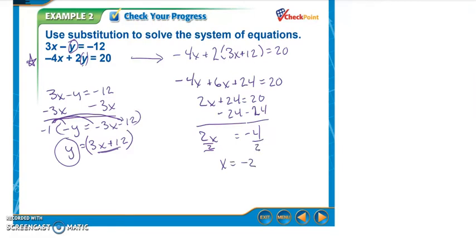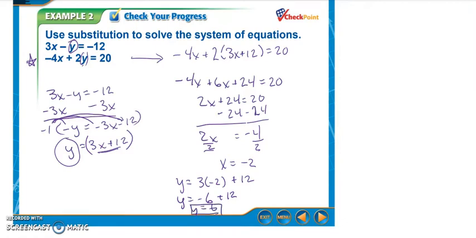Okay, now we'll substitute that in now that I've checked my work. So y equals 3 times negative 2 plus 12. And while I'm on the topic of checking, I'll show you how to check your work to make sure you did it correctly. So y equals 6. So there's our two numbers.